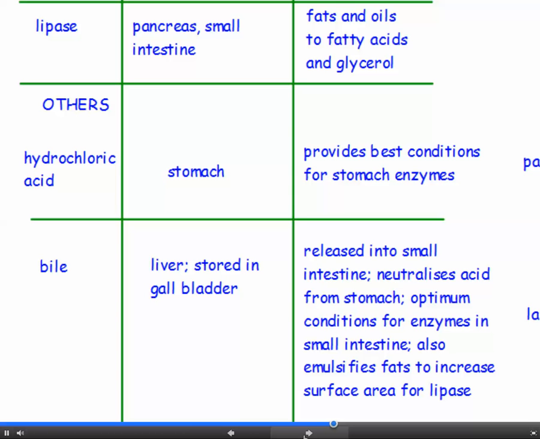It also has the effect of emulsifying fats, which means breaks fats into small droplets. This increases the surface area for the enzyme lipase to digest the fats. So it doesn't digest them, but it does break them down into smaller droplets.